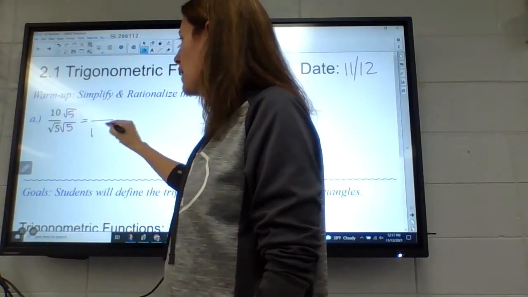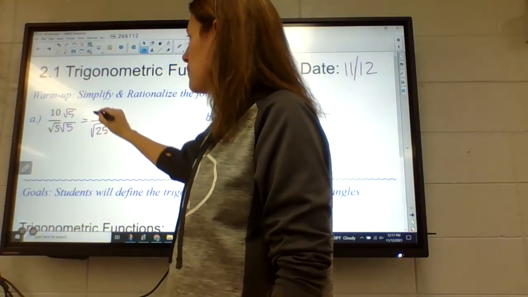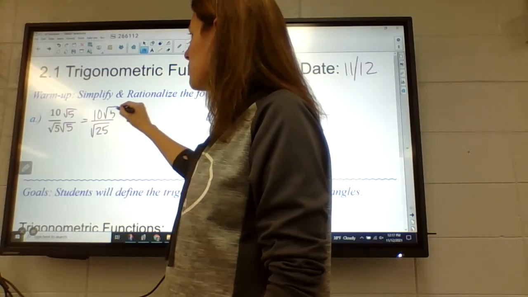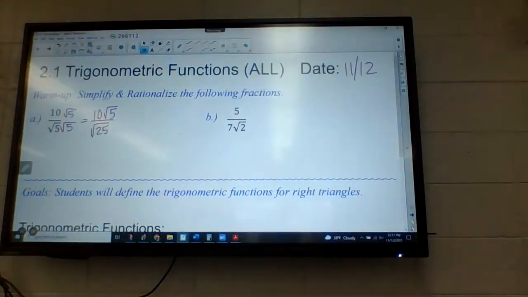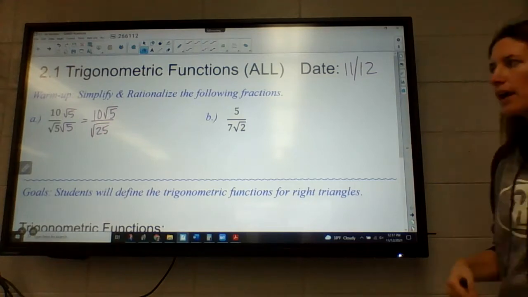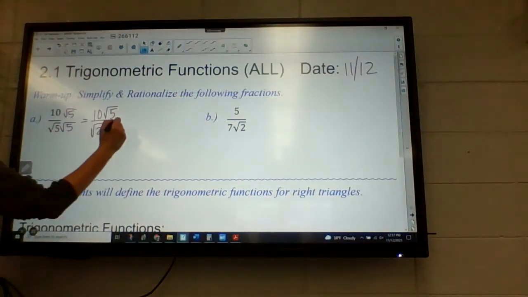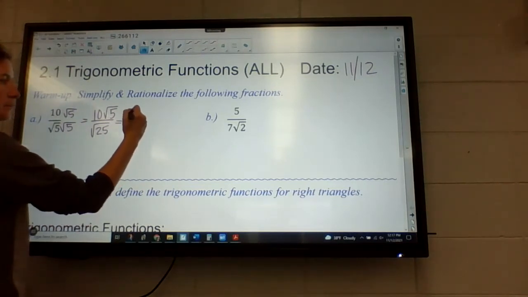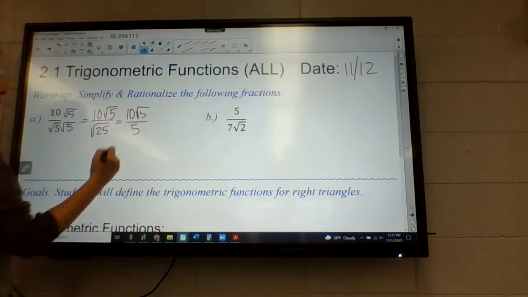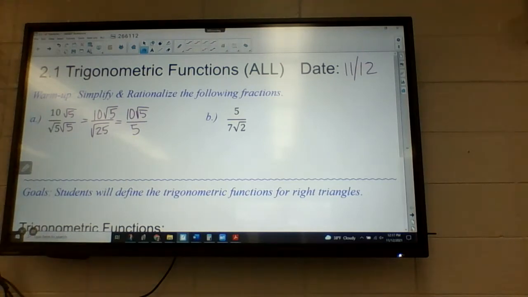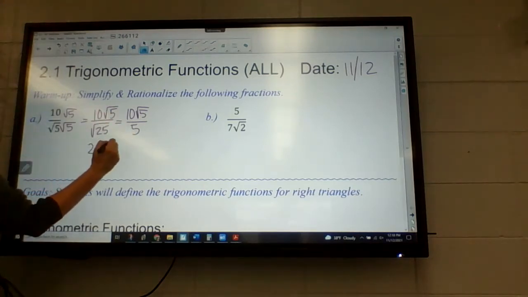Now I'm going to go slower in steps than some of you want, but I'm trying to slow down for those of you that maybe this isn't coming as easily or you don't remember this as much. It's okay. So I multiplied those together, and square root of 25 I know is 5. But this one can still be simplified. What can we do with that? Divide by 5, it's going to be 2 over 1, or just 2 square roots of 5.